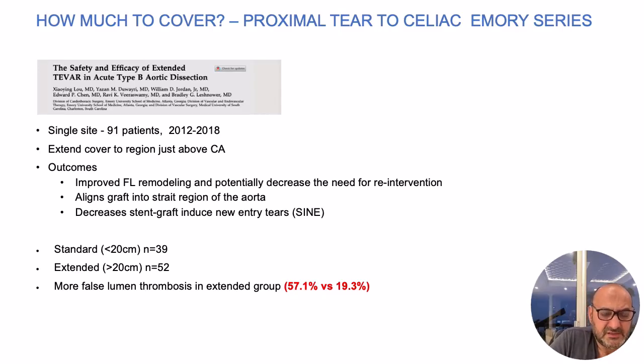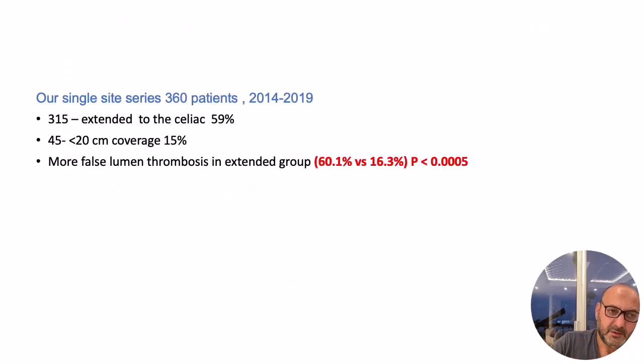So covering patients all or close to the celiac, within 5 centimeters from the celiac, versus standard coverage of less than 20 centimeter graft has shown that the difference in false lumen thrombosis is 57 versus 19%. So the longer you cover, the more likely you are to have false lumen thrombosis. We have data. I didn't have time to sit, but I looked into our data.